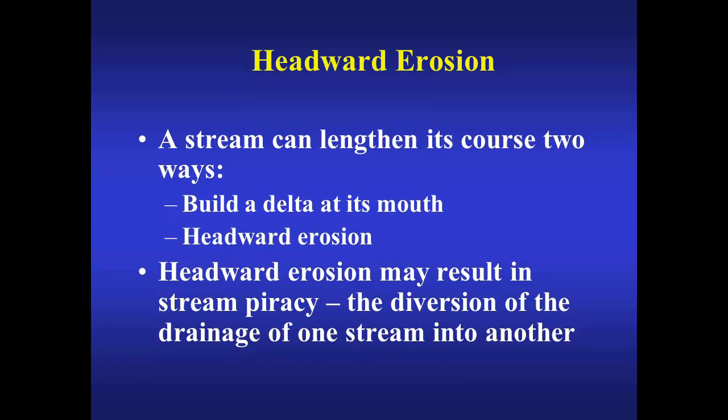Now, a stream can lengthen its course two ways. First of all, the stream can build a delta at its mouth, and secondly, as a result of headward erosion. Headward erosion may result in stream piracy, which is simply the diversion of the drainage of one stream into another stream.